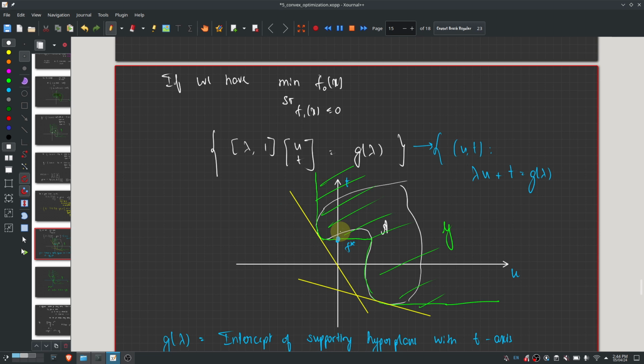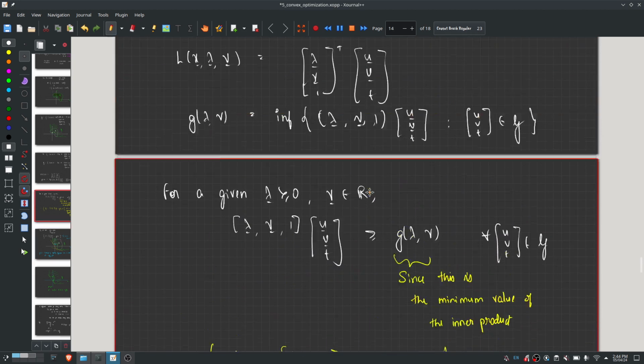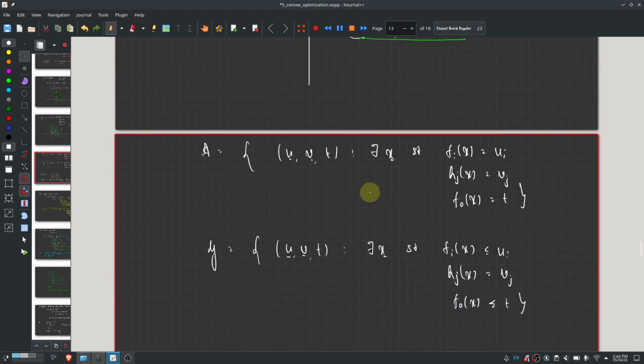Just a word about notation. I switched, so I called this set over here A, and the epigraph form G, but the book by Boyd and Vandenberghe essentially switches this, so that's something to be careful about. It calls this set G and this set A, but the meaning is still the same.